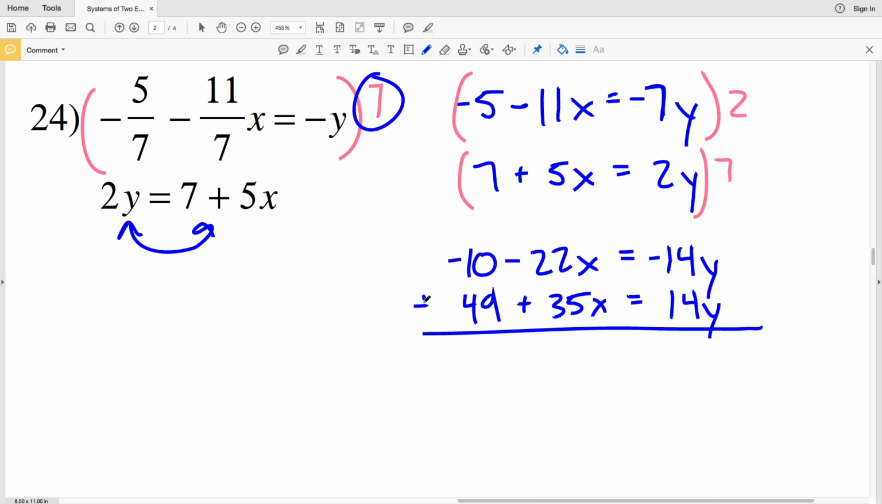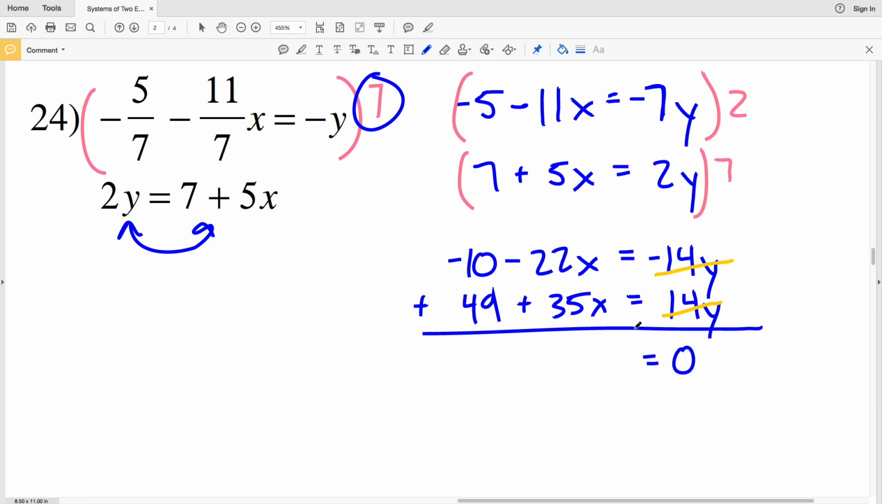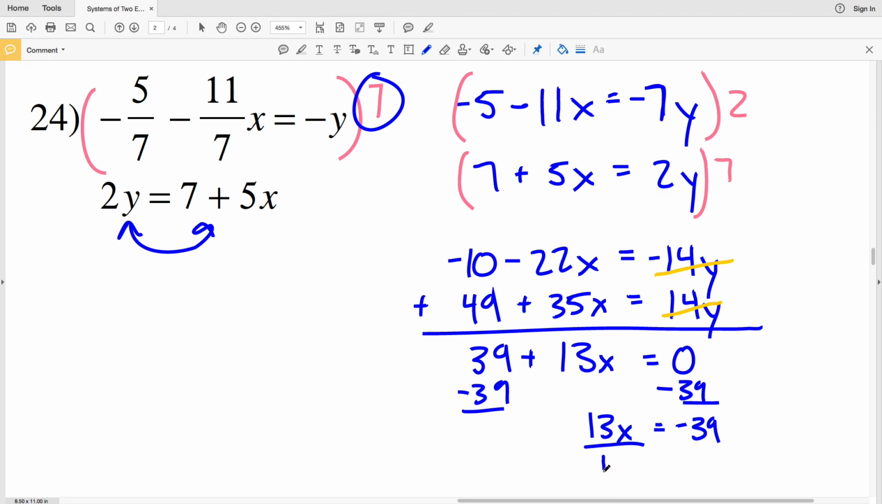Now, I'll simply add these two equations together, so that negative 14y plus 14y equals 0. Negative 10 plus 49 will be 39, and that will be added to negative 22x plus 35x, which is 13x. So I have 39 plus 13x equal to 0. Subtracting 39 from both sides, I'll get that 13x equals a negative 39. And when I divide by 13, I'll get that x is equal to a negative 3.